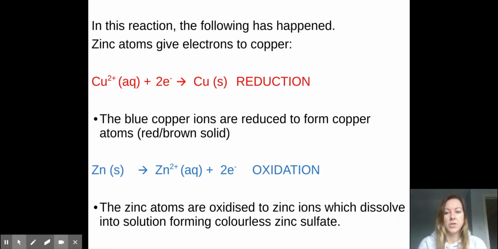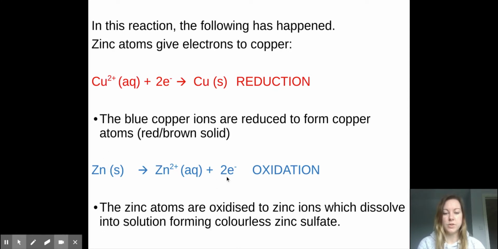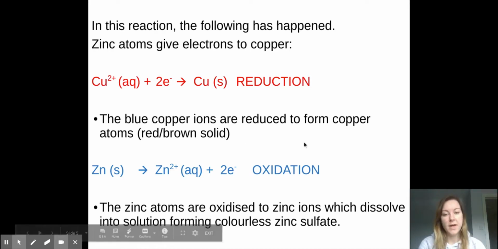Here are the equations that I was talking about. So the zinc atoms, which are here, are going to give electrons to copper. So it's losing these electrons here, that's what oxidation is, becoming zinc 2 plus. The copper ions are picking up those electrons to become copper solid. And that's why we see the blue colour of the solution fading over time, because the copper sulfate ions that give the solution its blue colour are disappearing and forming copper solid.